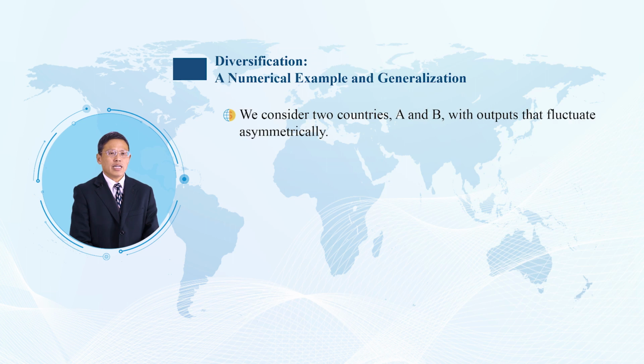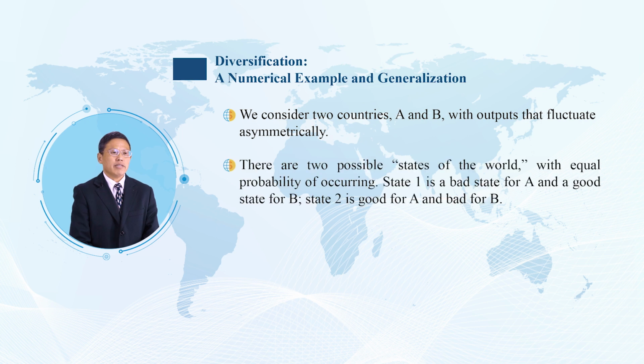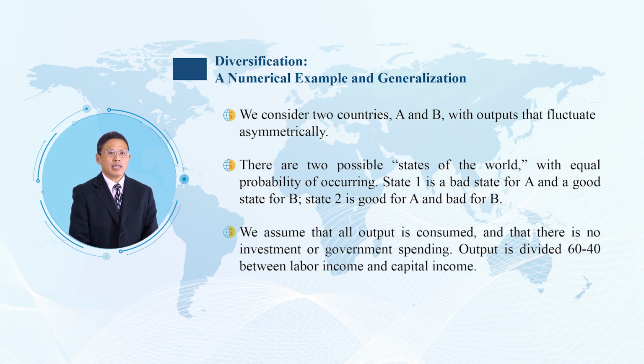We consider two countries, A and B, with outputs that fluctuate asymmetrically. There are two possible states of the world, with equal probability of occurring. State 1 is a bad state for A and a good state for B. State 2 is good for A and bad for B. We assume that all output is consumed and that there is no investment or government spending. Output is divided 60-40 between labor income and capital income.